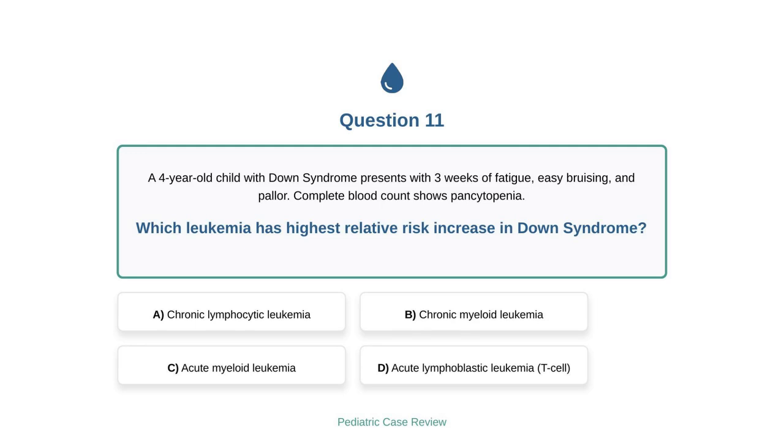A 4-year-old child with Down syndrome presents with 3 weeks of fatigue, easy bruising, and pallor. Complete blood count shows pancytopenia. Bone marrow aspiration is planned. Which type of leukemia has the highest relative risk increase in Down syndrome?